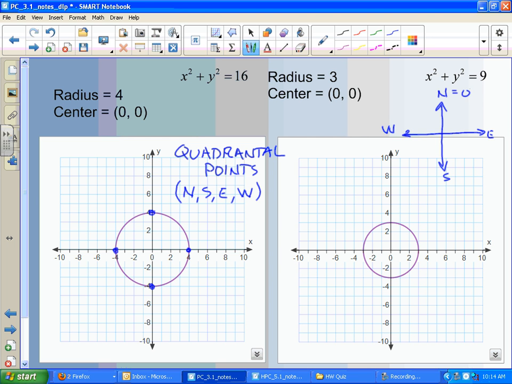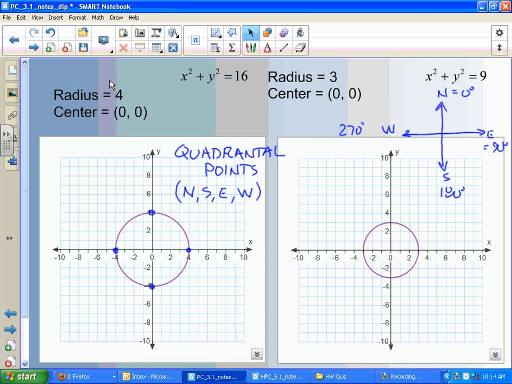That's 0 degrees. East is 90. Compass south is 180. Compass west is 270. So you go clockwise for a compass. That's called a bearing angle, and that's called over there a polar angle. So they start in different places and they rotate differently.